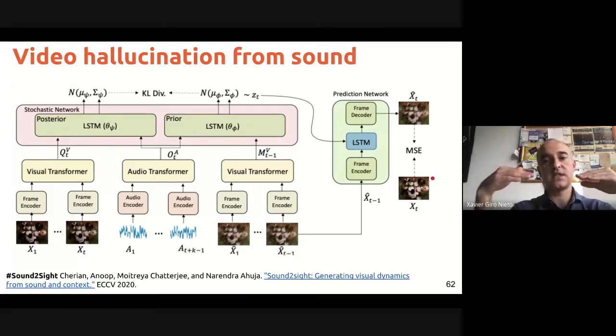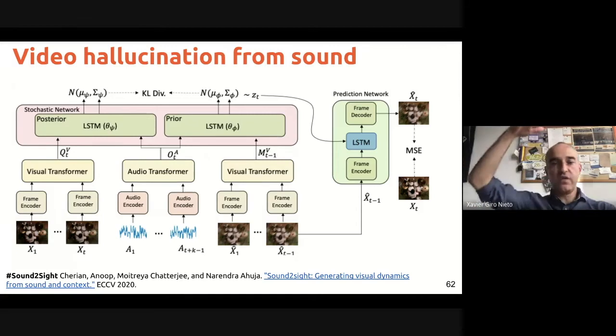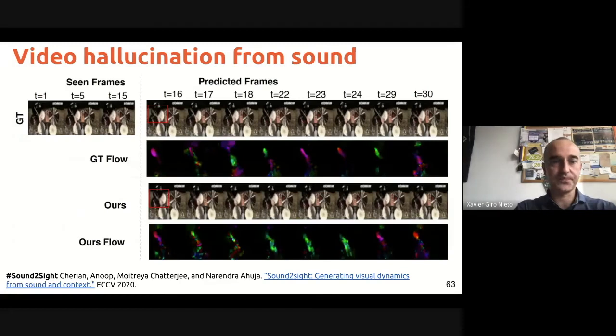And this sequence has a static camera pointing at a drum player from above. The idea here is that when the player is hitting the drums, you get some motion that is related to the motion of the musician. Here you can see some of the examples. Again, it's not very spectacular, but that's where the state of the art is today.